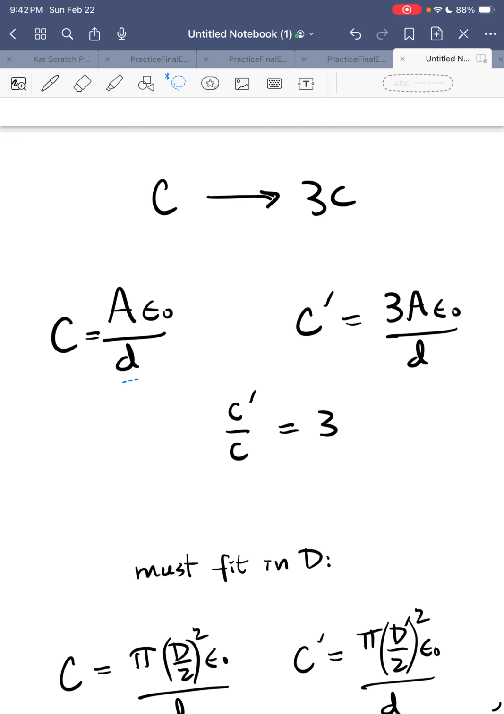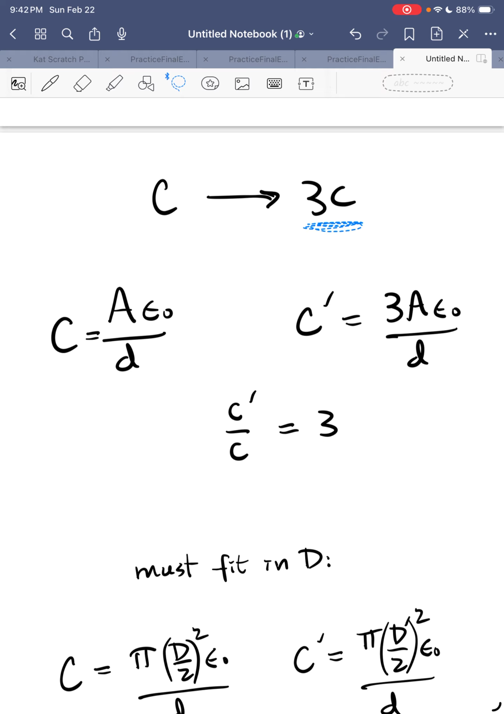Well, I can't change D, the distance between the plates. That's got to be the same, we're told. But what we can do is make the area 3 times bigger. So the area's got to get 3 times bigger if I'm going to pull this off. And so that means that C prime divided by C has got to equal a factor of 3.